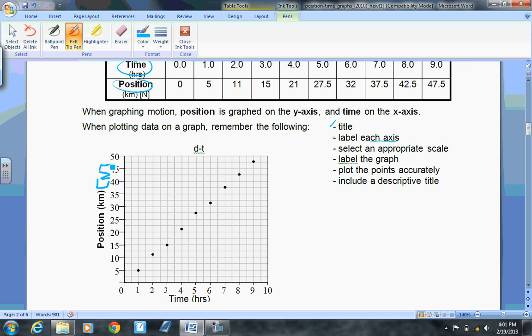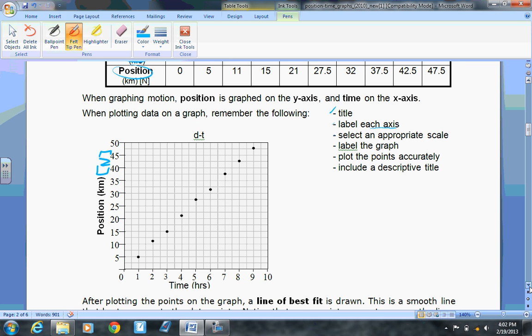So what we have so far, we've labeled it, and we've done the scale. We've plotted the points accurately. That's already been done. So when we look at this, we still have to include a descriptive title. Now normally when we do graphs, unlike data tables, the title of the graph should be underneath the graph, and you start with figure. So it'll be figure. It's our first graph, so we can call it figure 1.